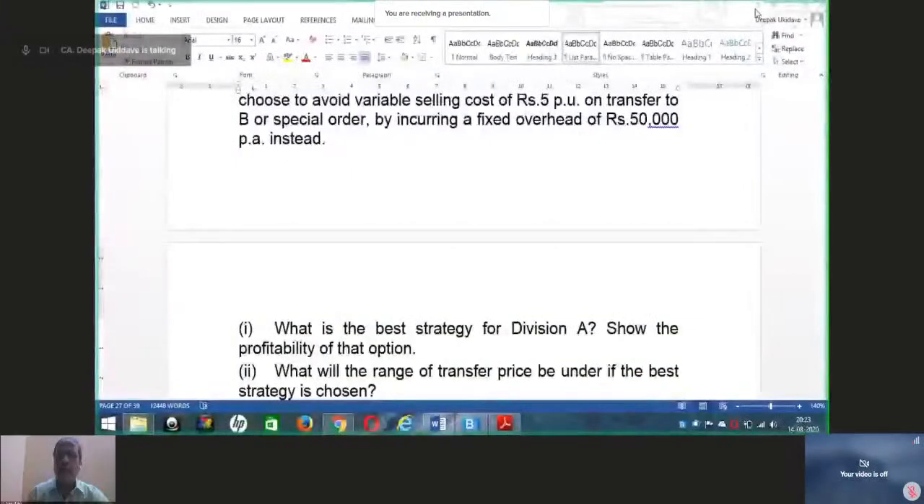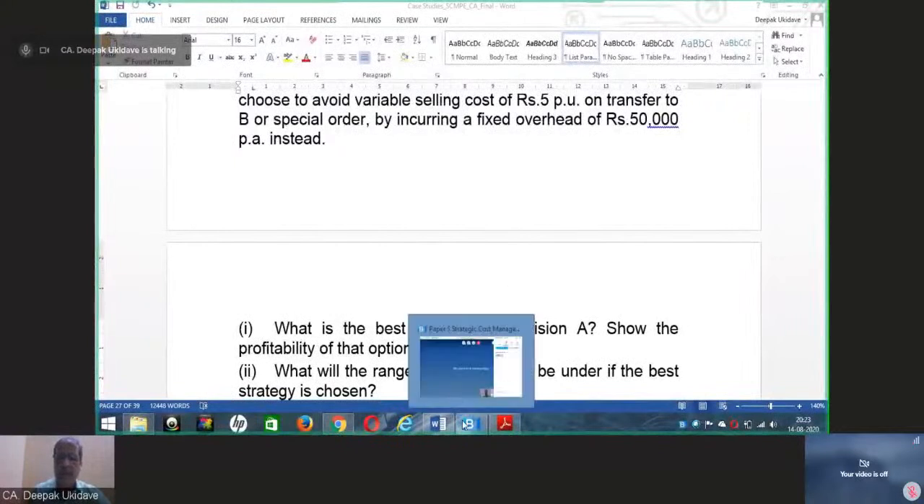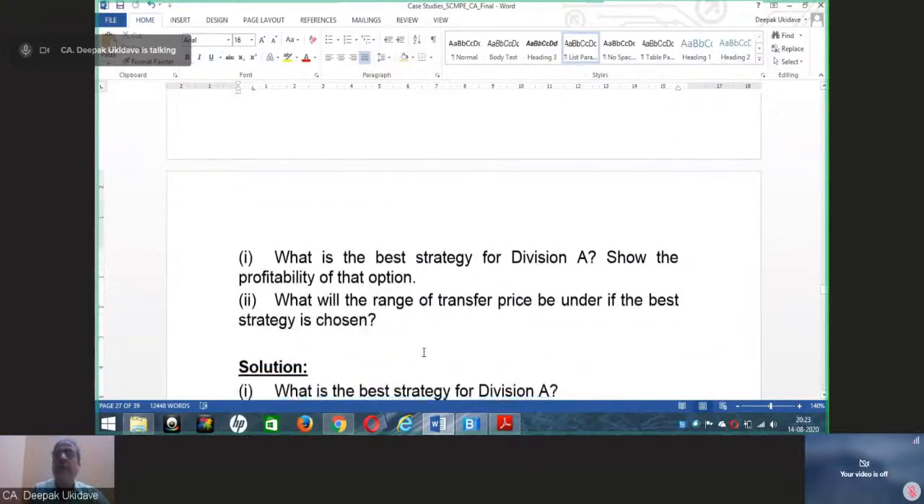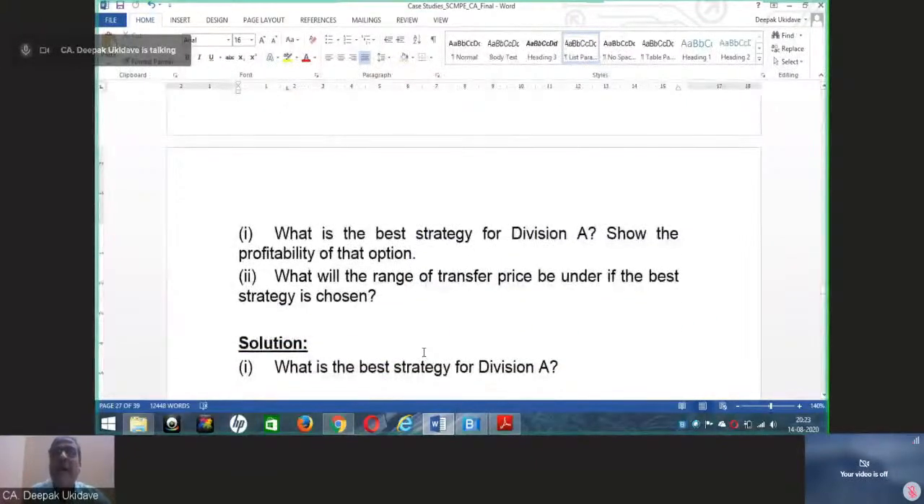So you have two questions which are asked based on this case. One is, what is the best strategy for division A? Show the profitability of that option. What is the best strategy for division A? Show the profitability of that option. What should A do?